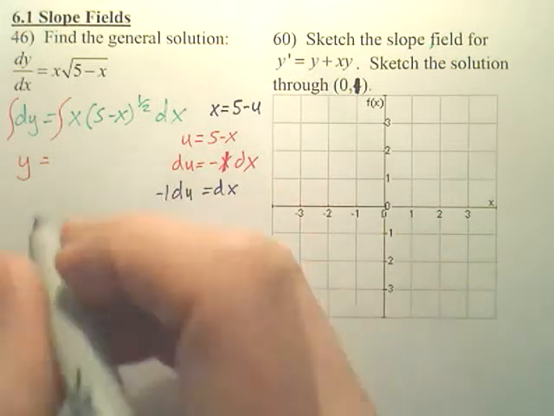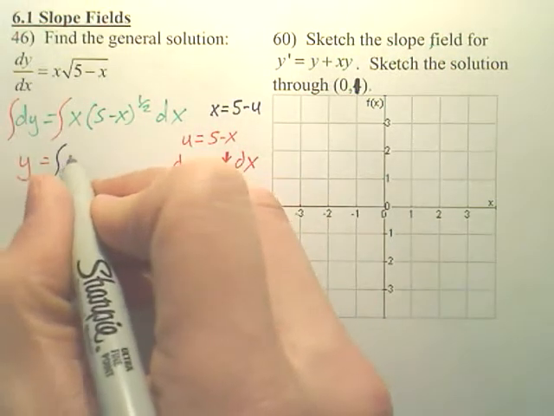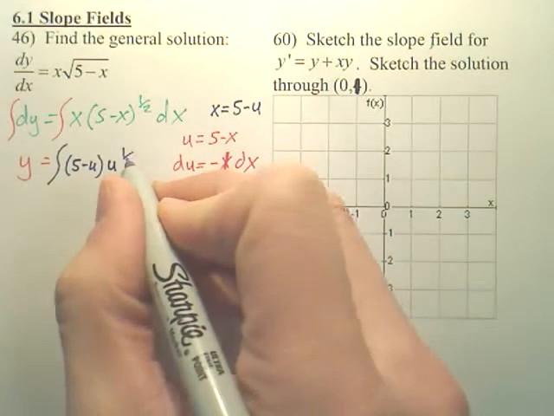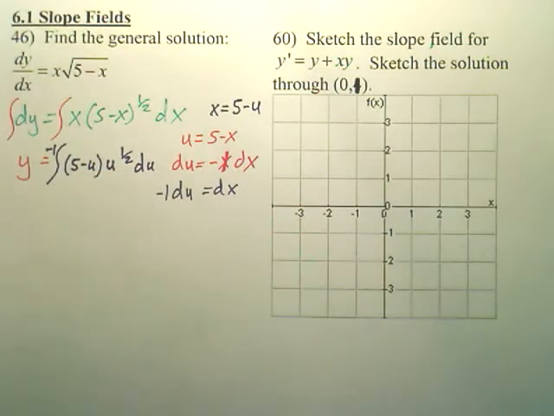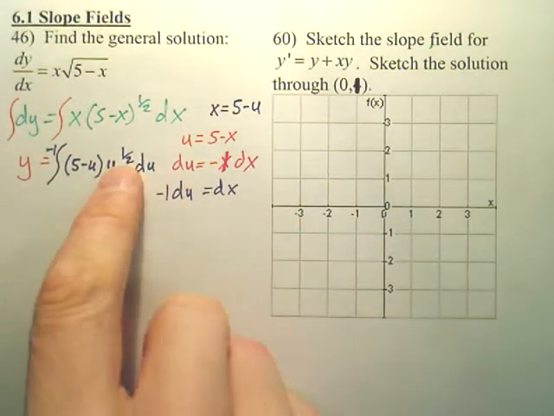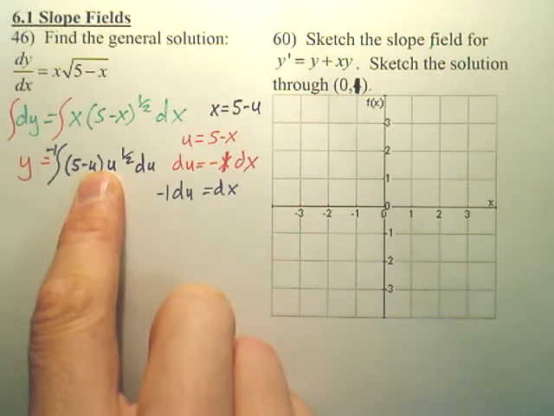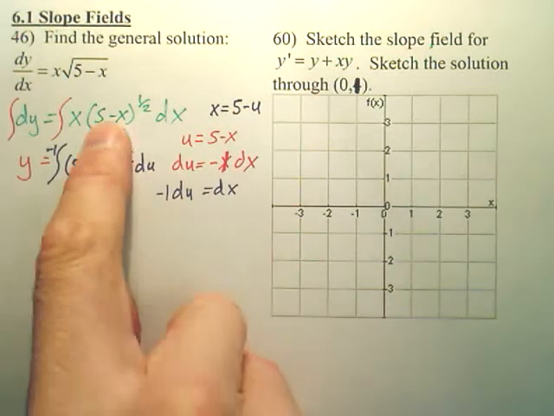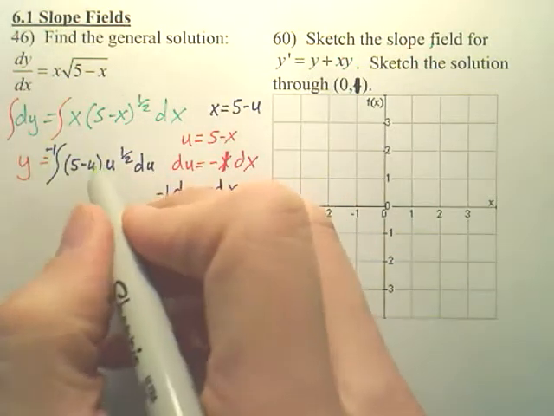Rewrite this like this. So what we now have is the integral of x, which is 5 minus u. And isn't this u to the 1/2? Isn't this du, and can I put a negative 1 out front? And the negative 1 goes out front with the du. This is u to the 1/2, and isn't x 5 minus u? x is 5 minus u, u to the 1/2, du, negative 1. Now we can integrate.